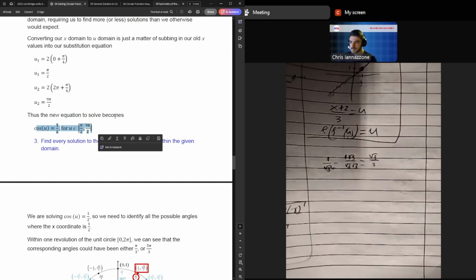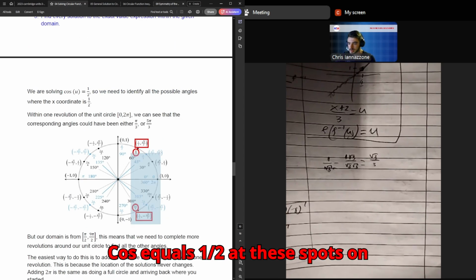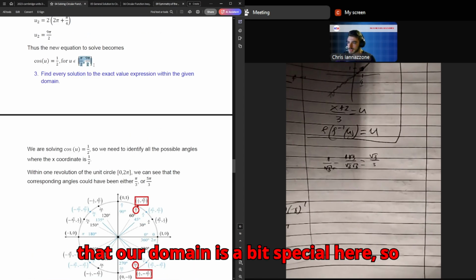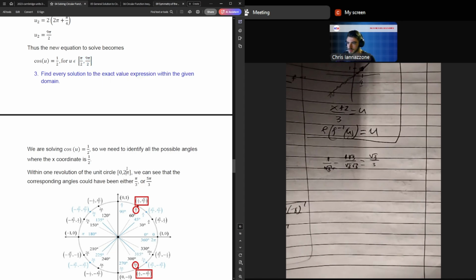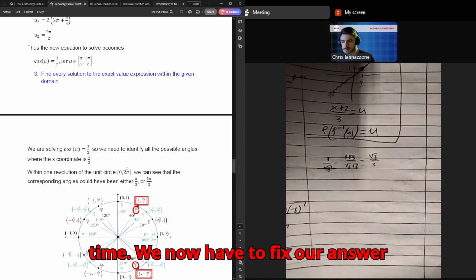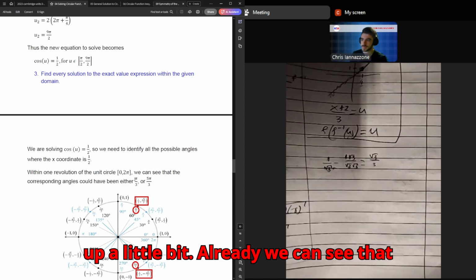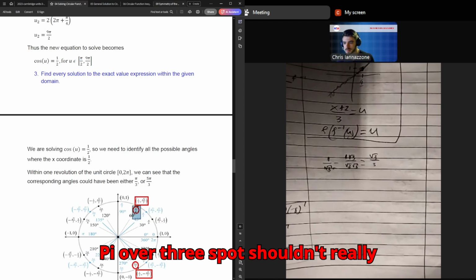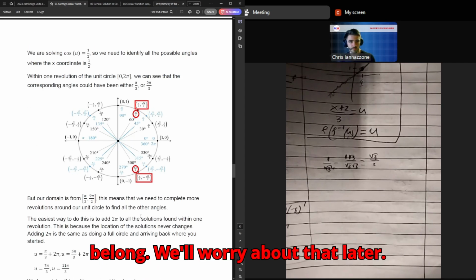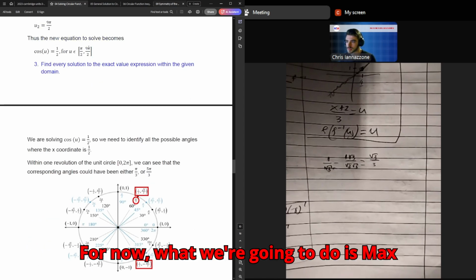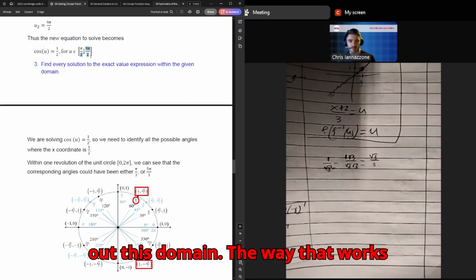Not so bad now. Cos equals a half at these spots on the unit circle. But what we find is that our domain is a bit special here. So we can't just go from 0 to 2 pi this time. We now have to fix our answer up a little bit. Already we can see that since pi over 2 is our lower bound, this pi over 3 spot shouldn't really belong. We'll worry about that later. For now, what we're going to do is max out this domain.